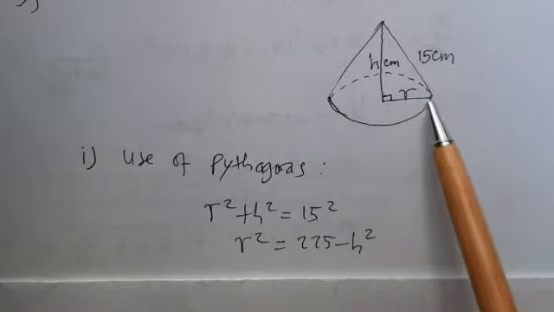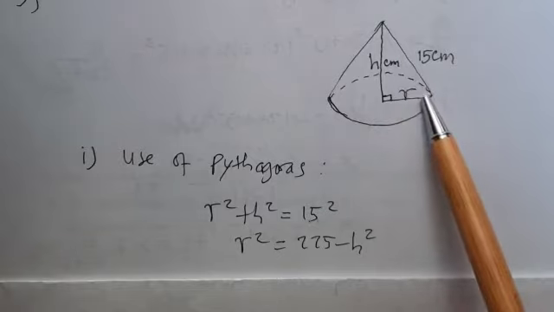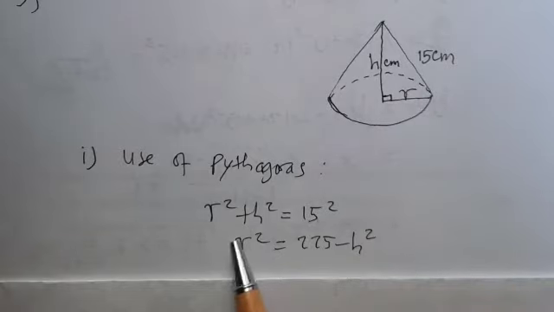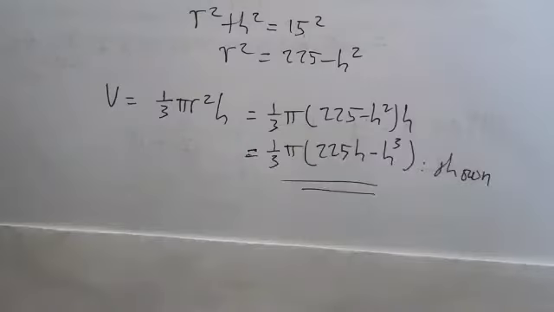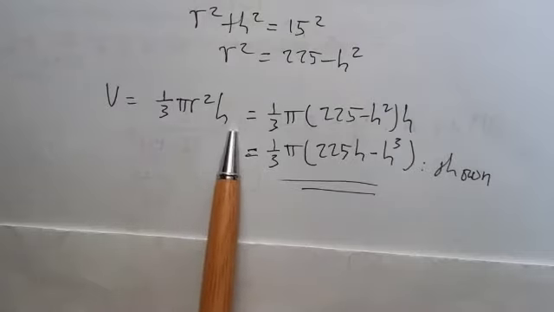Follow the Pythagoras theorem. H squared plus R squared is 15 squared, because here is a right angle. R squared plus H squared equals 15 squared. Thus, R squared is 225 minus H squared. Now, the volume of a cone is 1/3 pi R squared times height.